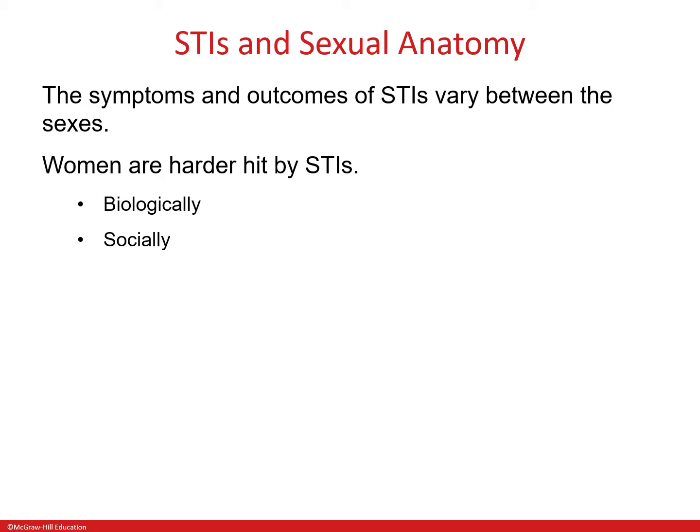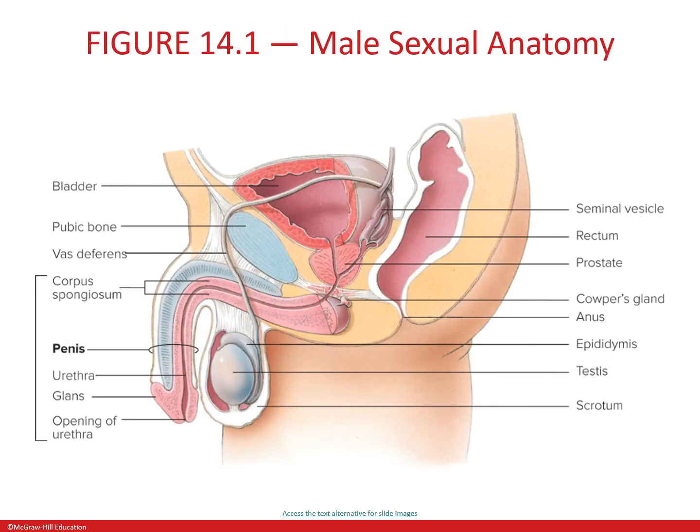STIs and sexual anatomy. The symptoms and outcomes of STIs vary between sexes. So women are harder hit by STIs because of biological reasons and social reasons. Here we have a figure of the male sexual anatomy. So if you're not familiar with any of this, I would recommend just taking a second to become familiar, right? We should be aware of our own anatomy and we should be aware of others.